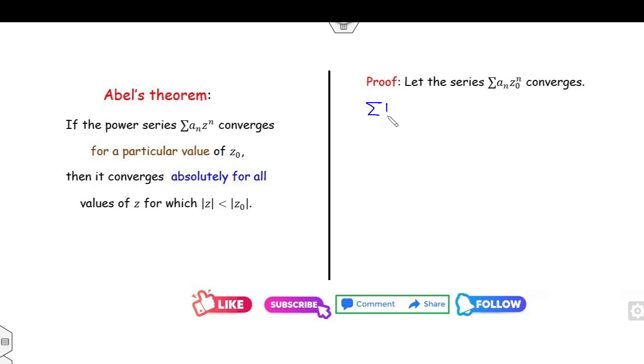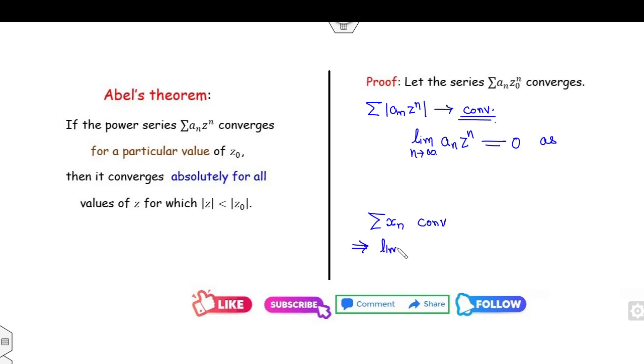That's very simple. I need to prove this is convergent. Fine. So let's start with this one. Since the given series is convergent, what does it mean? If the given series is convergent, then this value will be 0 as n approaches infinity. All of you know that whenever the series is convergent, the limit of x_n is 0. But make sure the converse is not true. Converse is not true. Fine.